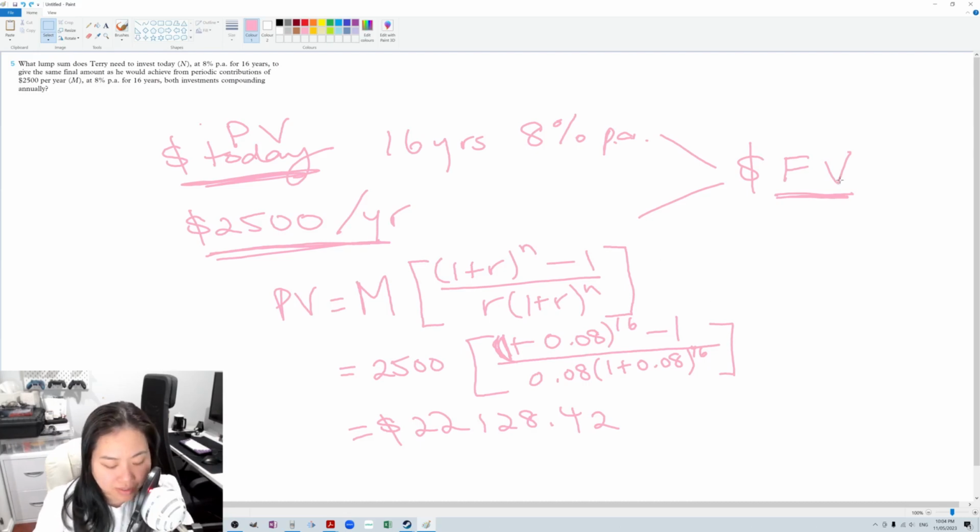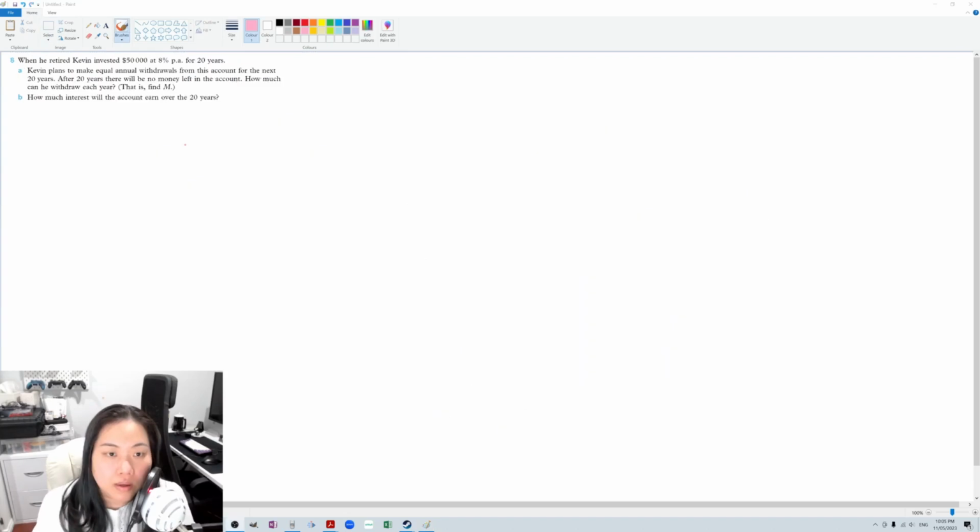Let's move on to another type of question. We have here question 8. When he retired, Kevin invested $50,000 at 8% per annum for 20 years. A. Kevin plans to make equal annual withdrawals from this account for the next 20 years. After 20 years, there'll be no money left in the account. How much can he withdraw each year? That is, find M.